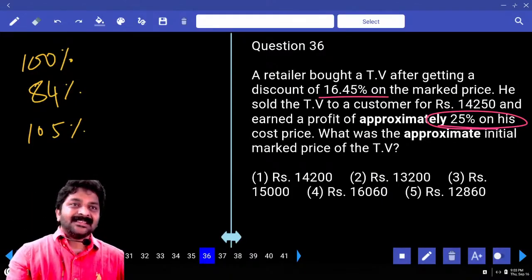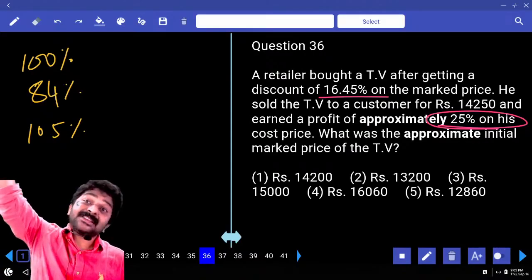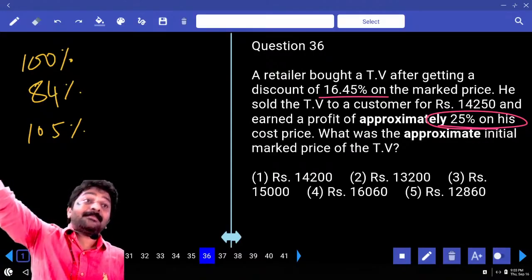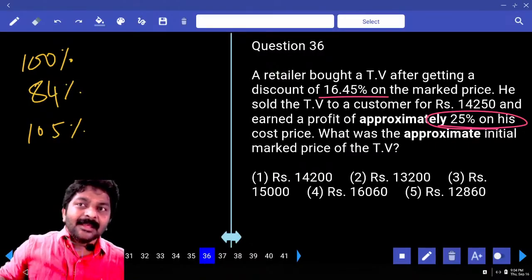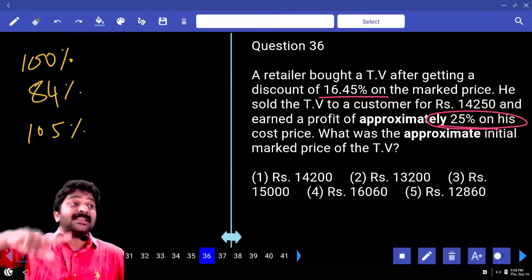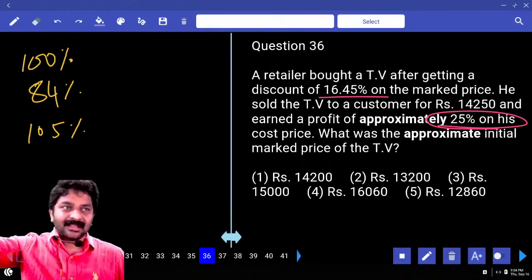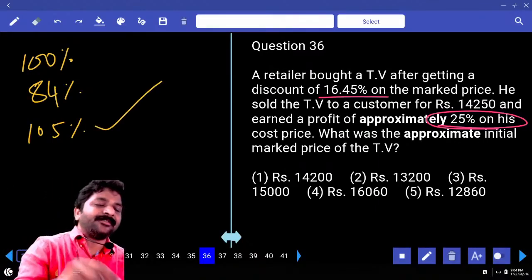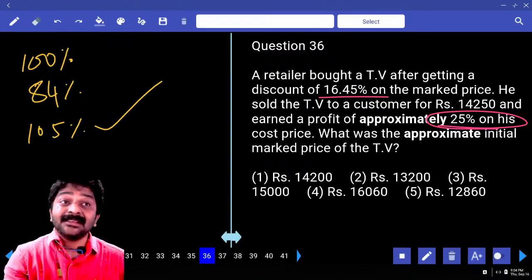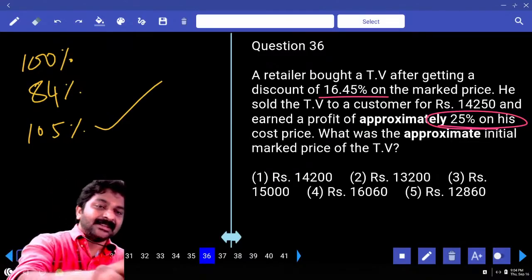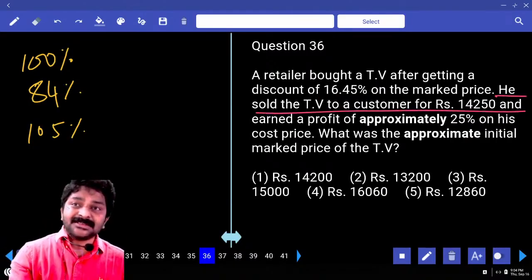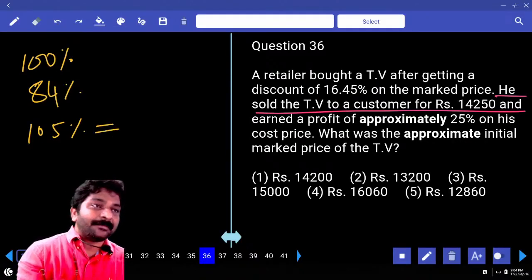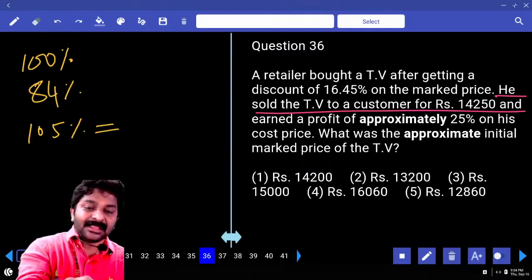Cost price, selling price for the merchant. But it is the cost price for the customer. Am I right? But the customer is now selling it to somebody else. Understood? So what is 105% with respect to the customer? Selling price. So now it is given that he sold the TV. Sold in the sense selling price only. That means 105% only.